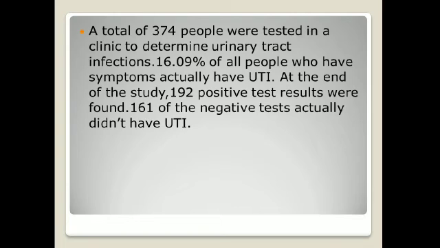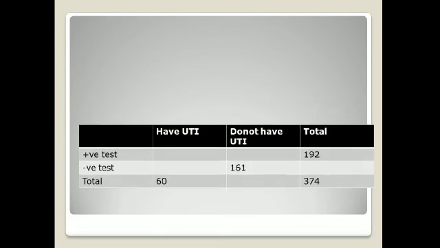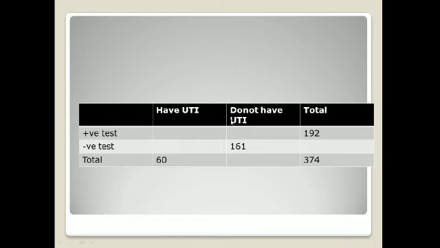So now let's see how to make the table for this particular question. So these are the numbers or values we got from here. 192 was the number of positive test results we got, and here was the total number of patients screened, and 161 was the patients with no UTI, which means true negative.